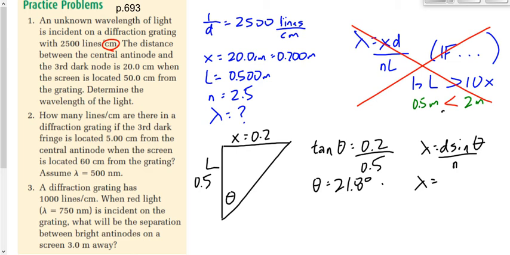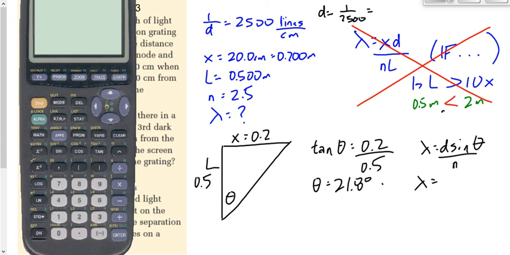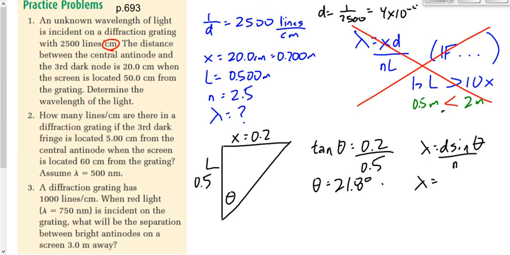Okay, D is, what is it? We don't know what D is. Let's find D. It's 1 over 2,500. Easiest way to do that on the calculator is just to say 2,500, x to the minus 1, gives me 4 times 10 to the minus 4. What are the units for that now?